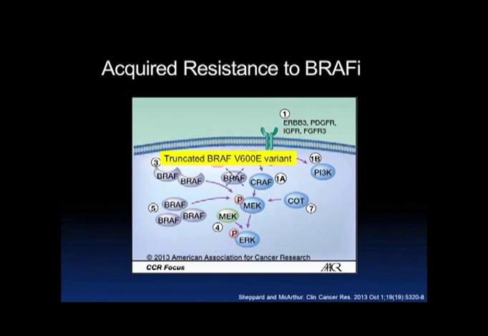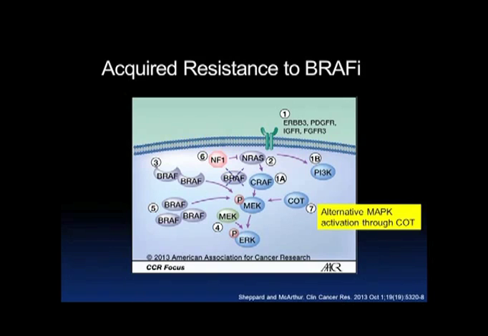Interestingly, some patients express truncated BRAF V600E variants, and those are not susceptible to the inhibitor. In addition, you can have downstream mutations of MEK, or just plain old BRAF V600E overexpression, or loss of NF1, which is an inhibitor of RAS. And lastly, there's an alternative MAP kinase activation through COT.